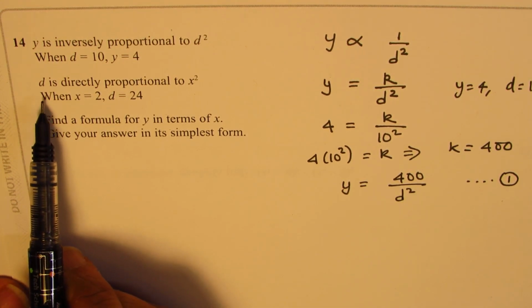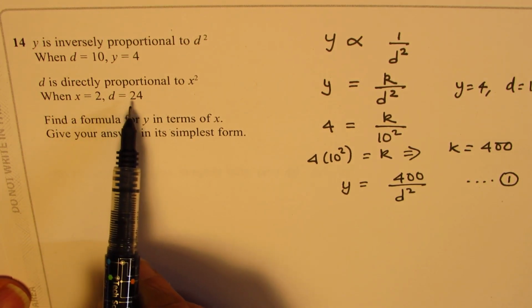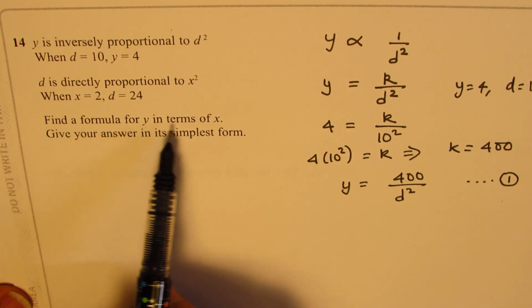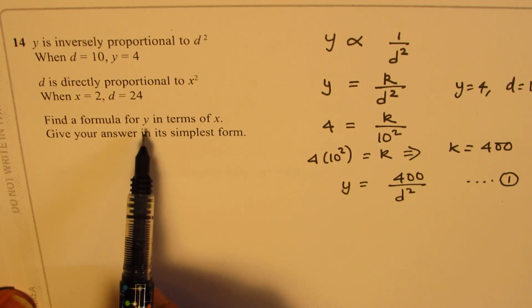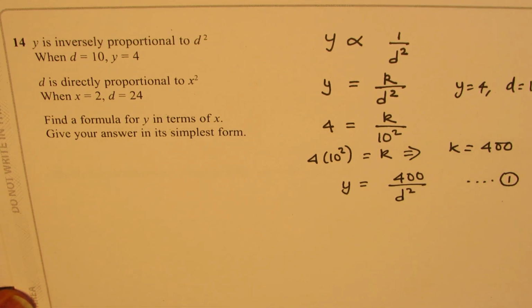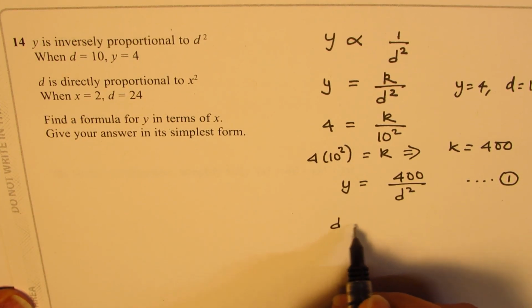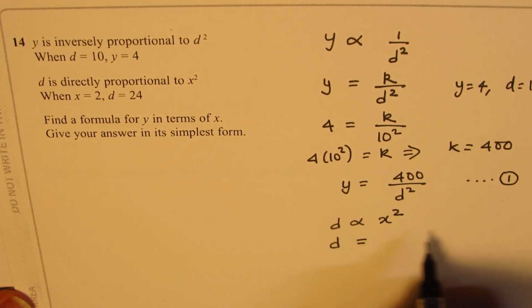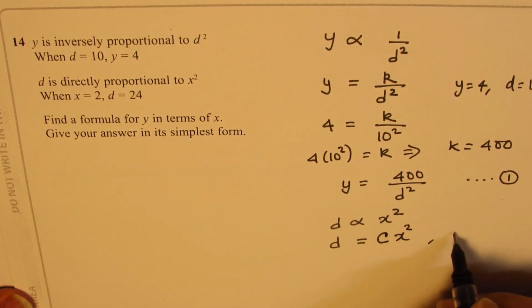The second condition is d is directly proportional to x squared. When x equals 2, d equals 24. Now, the question really is: find a formula for y in terms of x, and give your answer in simplest form. So we need to relate y and x. In the second condition, we are given that d is directly proportional to x squared, right? So that's what we are given. That means d is equal to some other constant, let's say c, times x squared, where c is a constant.